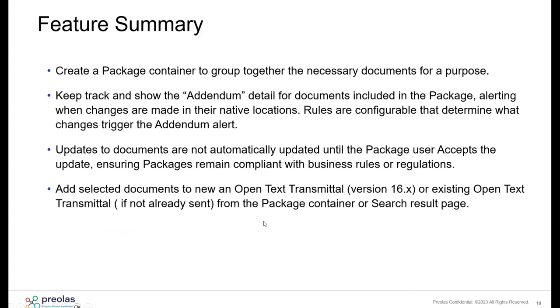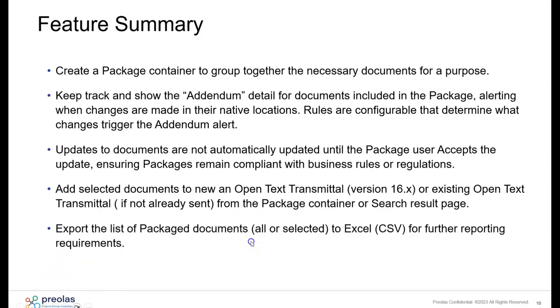If you're using OpenText Transmittals version 16, which comes with Extended ECM for Engineering 16, from the package you can select documents and create a new transmittal, or add to an existing transmittal if that transmittal has not already been sent, directly from the package. And finally, the document information inside that package can be exported out to a CSV format should you need it for further reporting requirements.